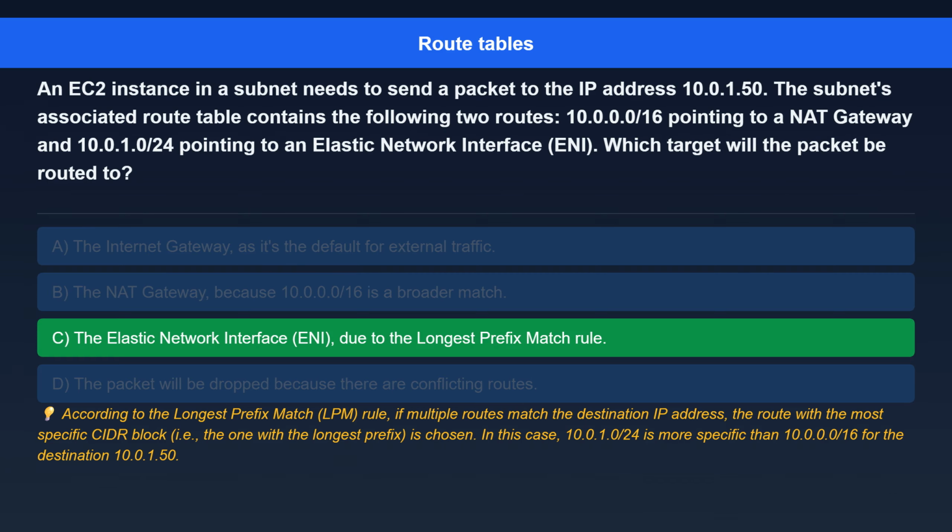The correct answer is the Elastic Network Interface, ENI, due to the longest prefix match rule. Here's the explanation. According to the longest prefix match, LPM, rule, if multiple routes match the destination IP address, the route with the most specific CIDR block, i.e., the one with the longest prefix, is chosen. In this case, 10.0.1.0/24 is more specific than 10.0.0.0/16 for the destination 10.0.1.50.